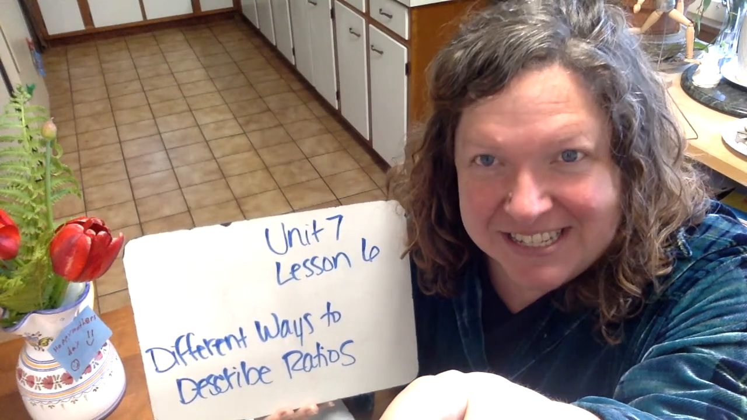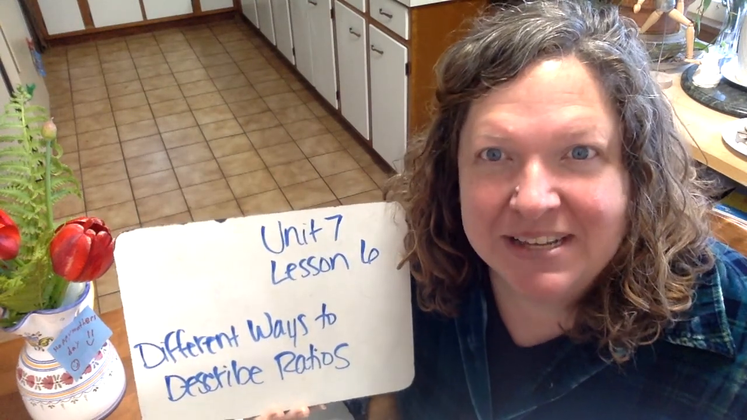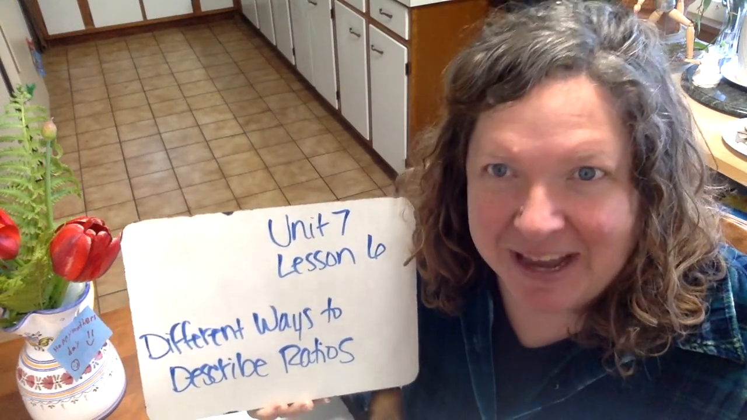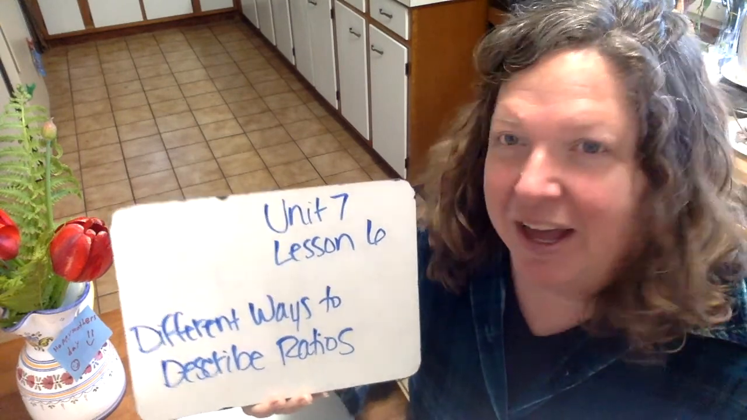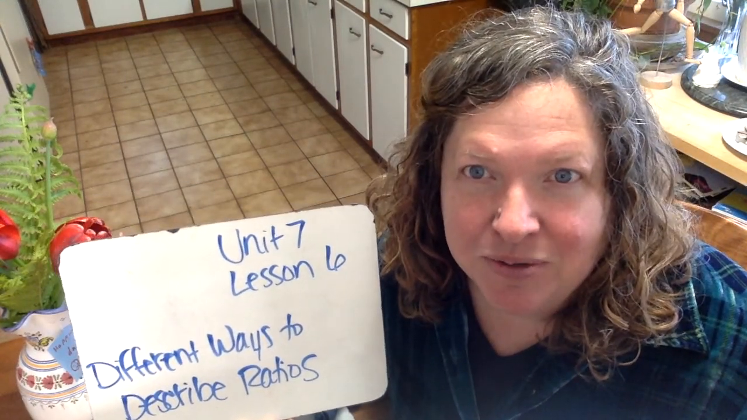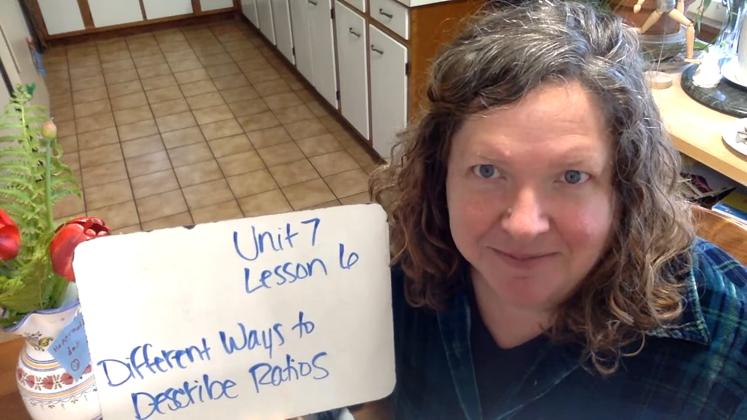This is lesson 6, and we're talking about different ways that we can describe ratios. So, today's lesson talks about mixing cups of sand.